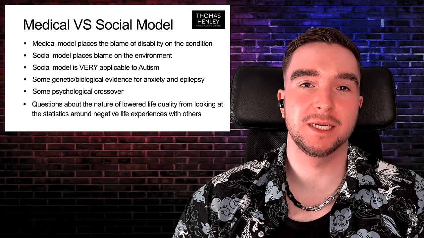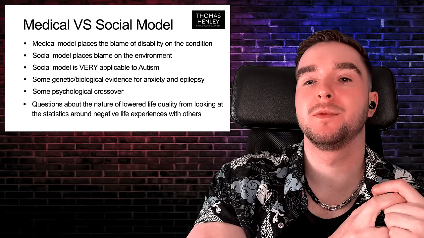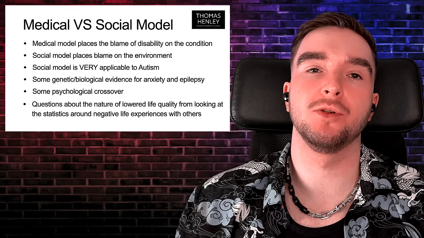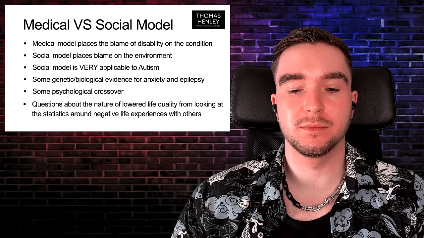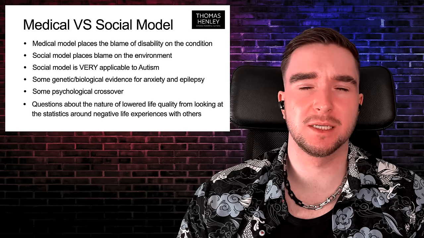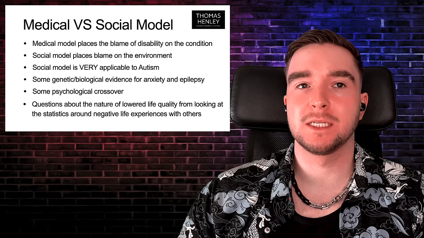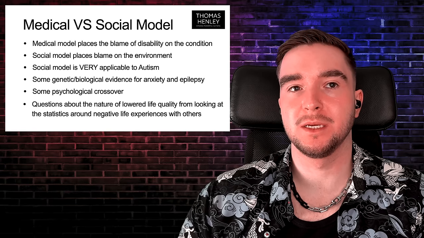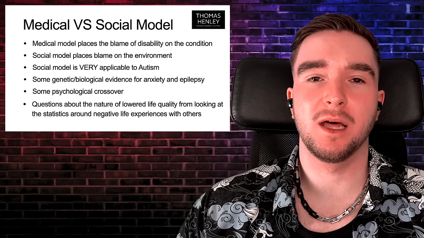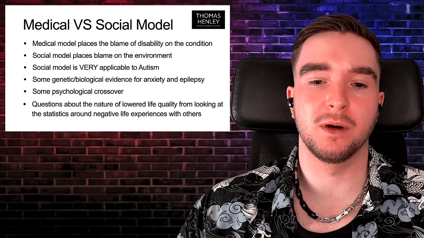The social model places the blame on the environment that interacts with said individual who has a disability or condition. The social model of disability is extremely applicable to autism. I've done some preliminary research a few years ago as part of my student documentary. I looked into the link between autism and mental health conditions. There is some genetic or biological evidence for anxiety and epilepsy from what I saw at the time. There could be some more research out there at this point. There is a really large feed-in from our social environment into our quality of life.